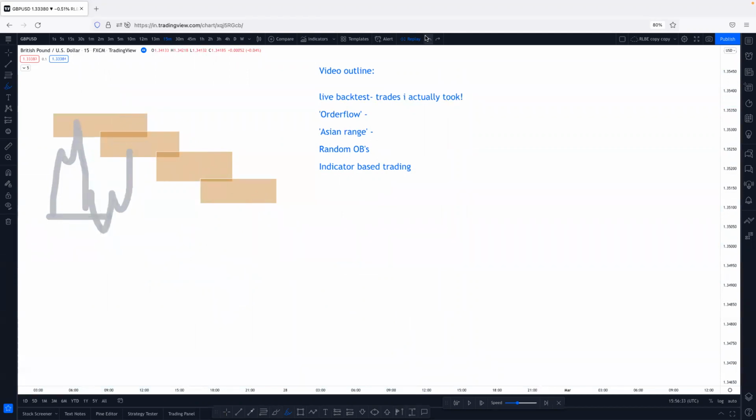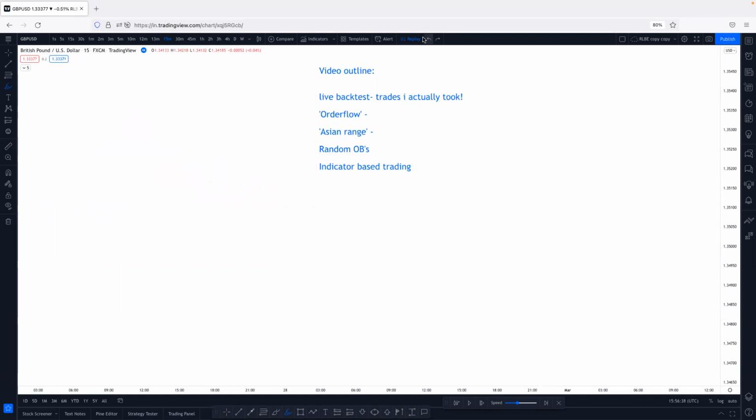so you can have a little insight into the way that everybody in my community trades and how we place trades and get into the ideas.